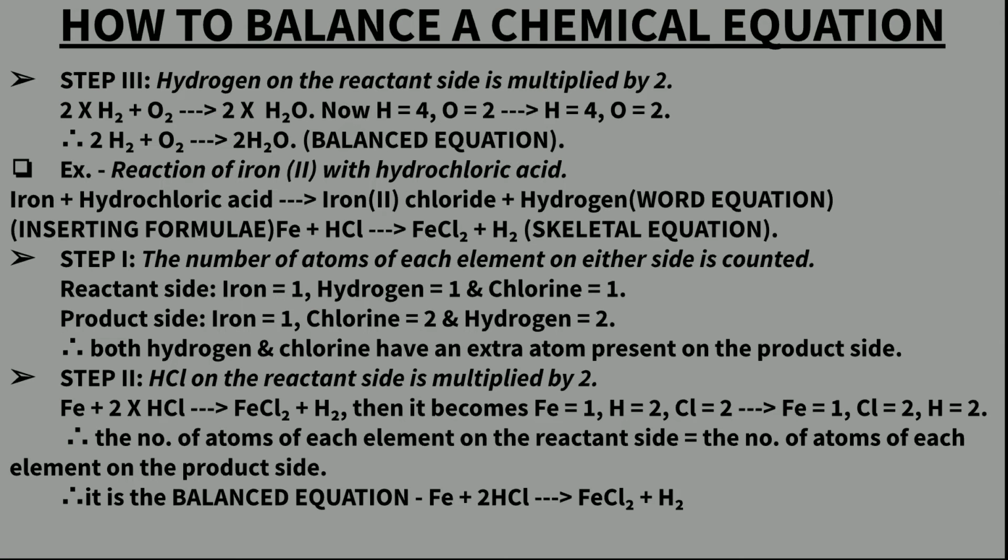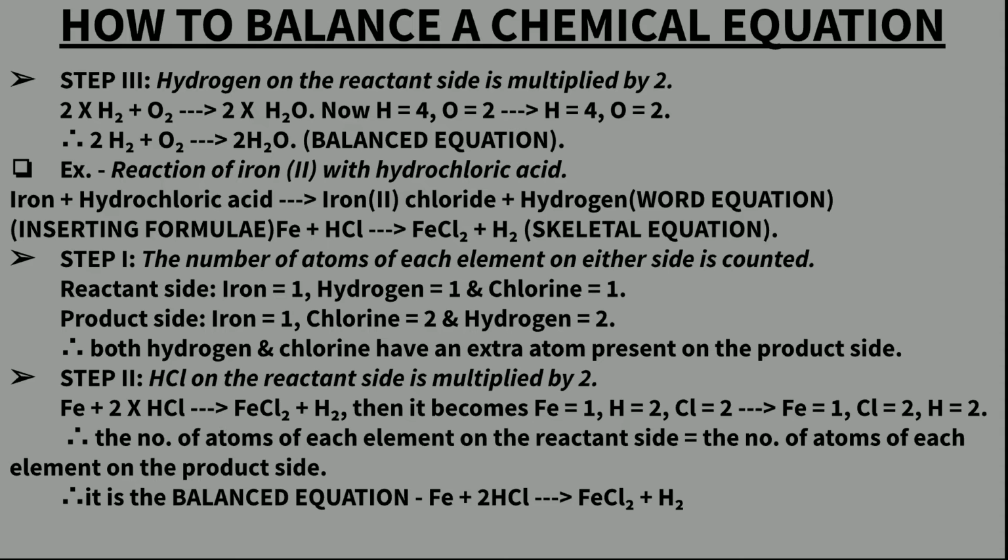Then according to step 3, we multiply the hydrogen on the reactant side by 2. That means 2 into H2 plus O2 will give us 2 into H2O. Now on the reactant side, H is equal to 4, O is equal to 2, and on the product side, H is equal to 4 and O is equal to 2. That means it is balanced. So the final balanced equation will be 2H2 plus O2 gives us 2H2O.